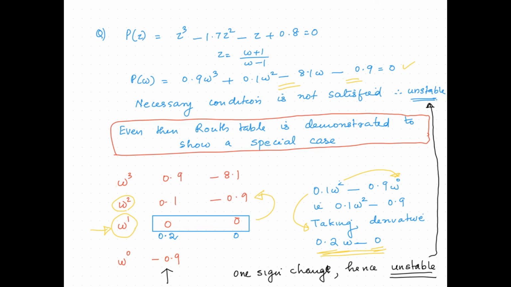It is found that the first column will have one sign change. Since there is one sign change, the system is unstable. It was already shown that the system is unstable from the necessary condition. Thank you.